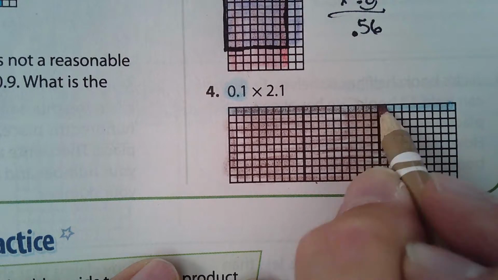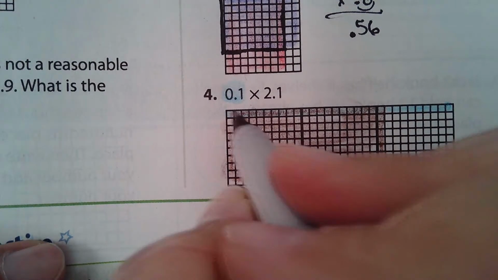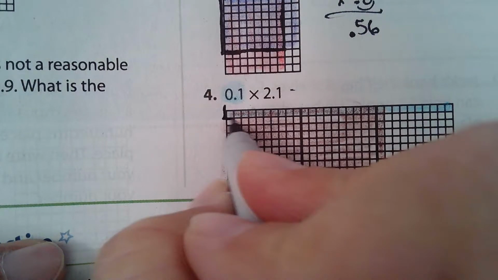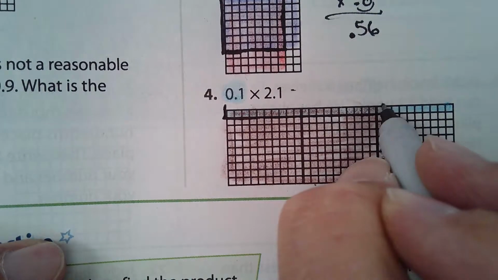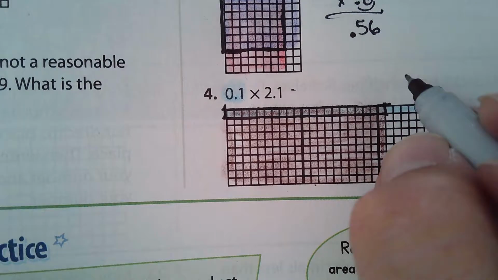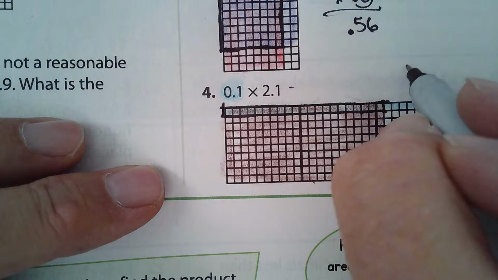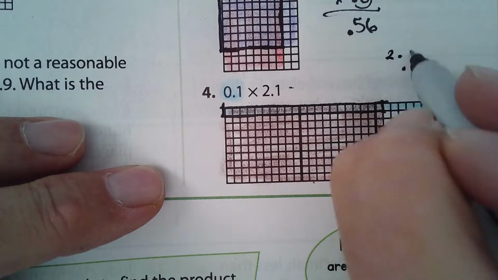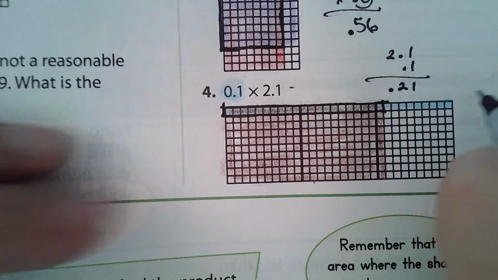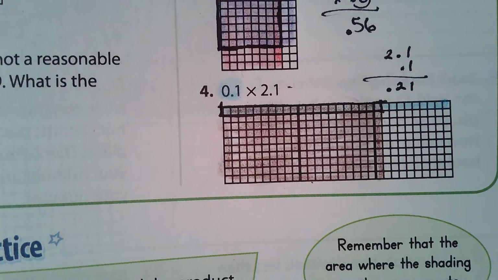And so it doesn't show up so well with those two colors, but the overlap area is right there. Okay? And so 0.1 times 2.1 is 0.21. And if you were to count, you would see that there's 21 squares that were overlapped.